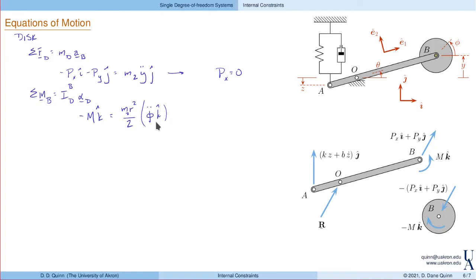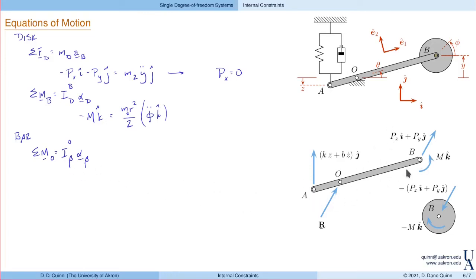Once again, we're trying to do these two problems at the same time. Later on, depending on what I choose for the connection, I'll either be fixing m or I'll fix phi. But for now, we're doing them together. Okay, so now let's go and look at the bar. We're going to take the sum of the moments about point O, which is going to be the moment of inertia of the bar about point O, times the angular acceleration of the bar.